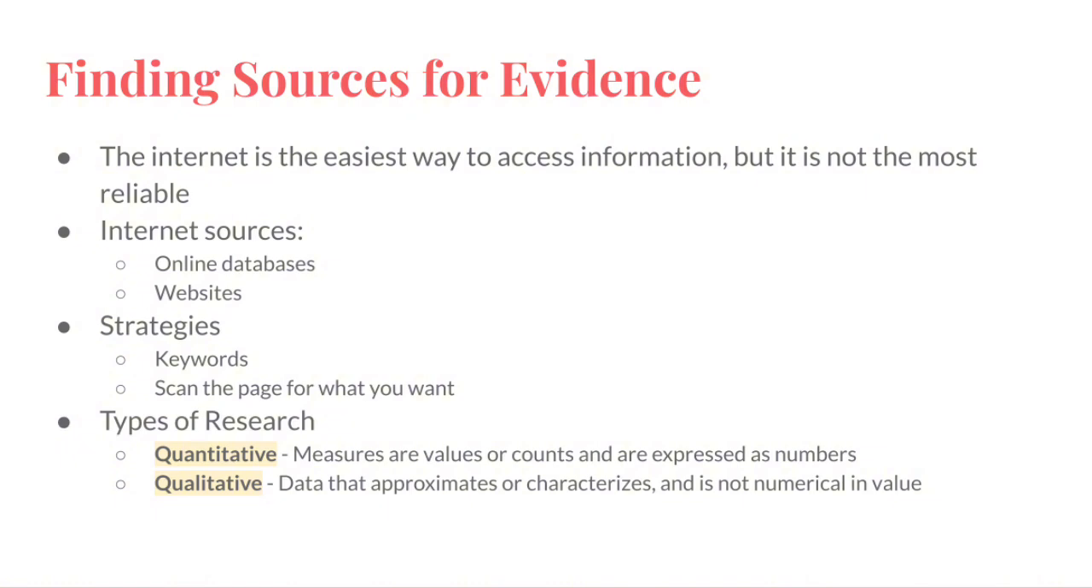So there are some strategies to find good reliable sources of evidence and also find it effectively. The strategy is to search for keywords and scan the page for what you want. You search for keywords in the sense that you don't paste the entire topic wording into the Google search, because if you do this, it's just going to come up with a bunch of things and not all of it is going to be beneficial.